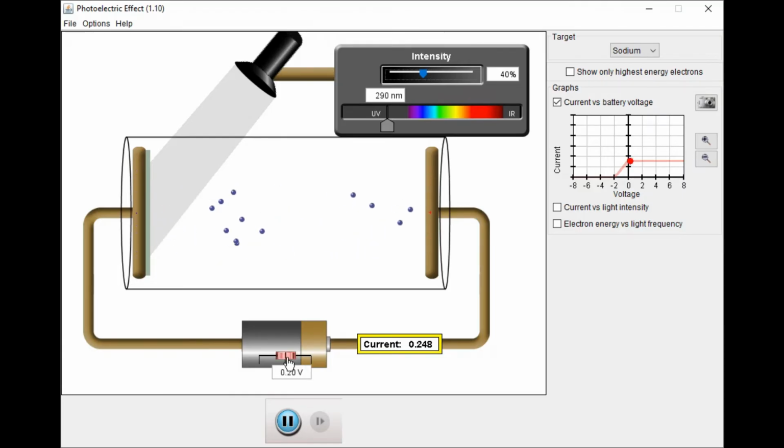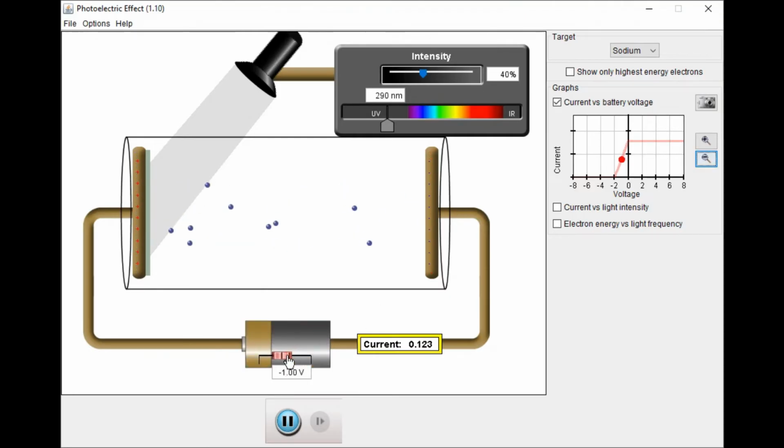The current increases a little bit. If I zoom in on the graph, maybe we can see it, maybe we can't, but the current will increase a little bit as the voltage increases. But beyond about 1 volt, the current is going to be constant because as long as this light is able to eject some of the electrons, they're able to make it across there no problem, independent of what that voltage is.